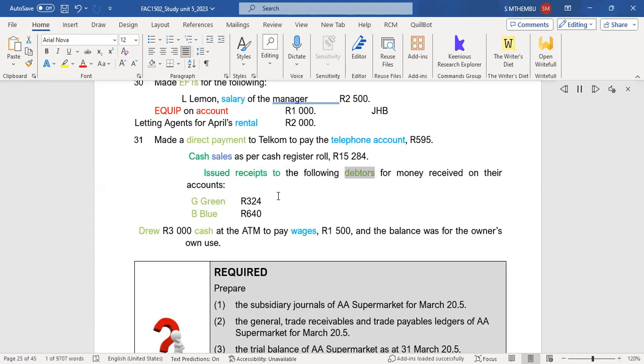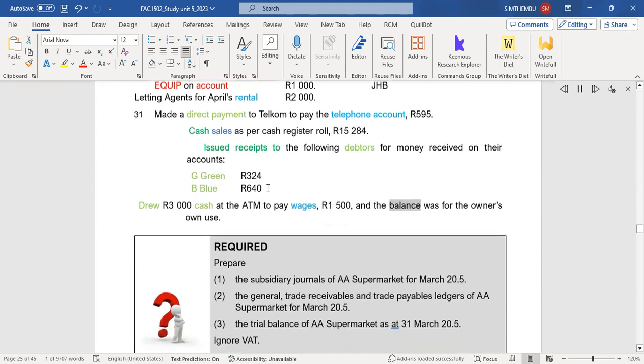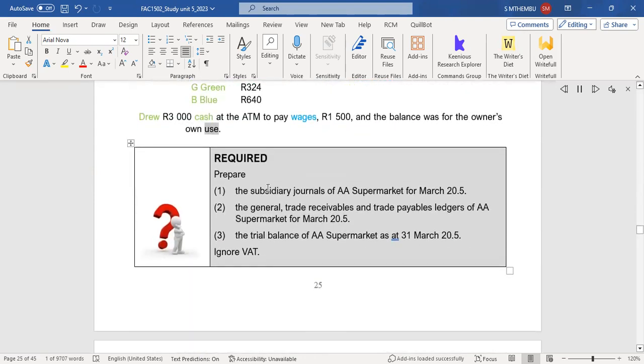Issued receipts to the following debtors for money received on their accounts. G. Green, R324. B. Blue, R640. Drew R3,000 cash at the ATM to pay wages, R1,500, and the balance was for the owner's own use.